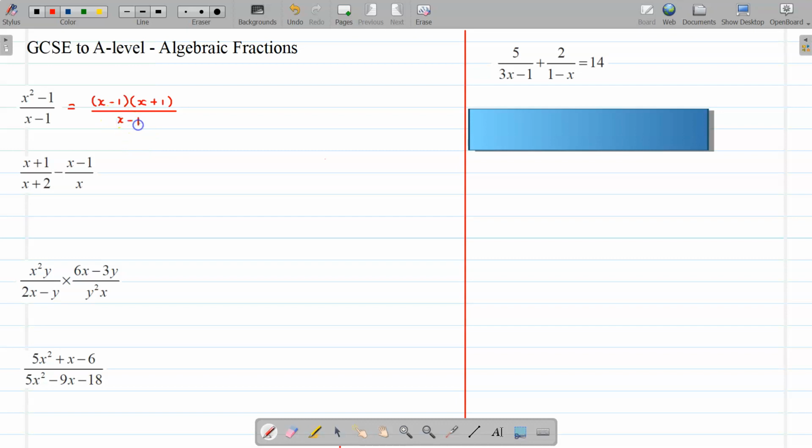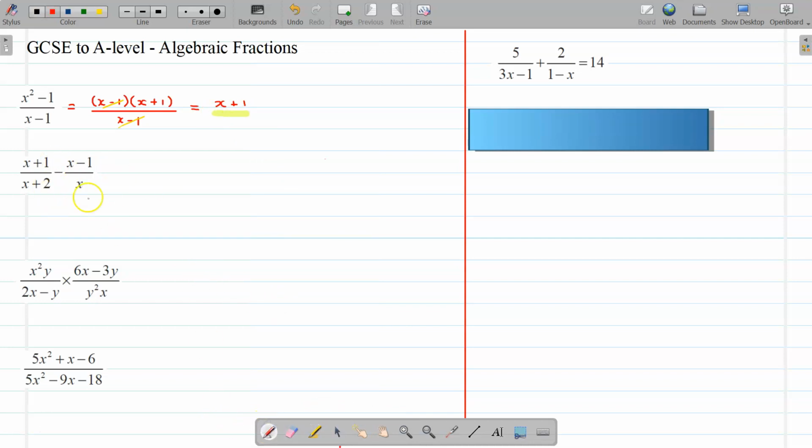And at this point, hopefully you will have spotted that the numerator and denominator can cancel with these terms here, the x minus 1s. So I just literally put a line through here and here to show that I've cancelled them out, and that leaves me with not even a fraction but just the expression x plus 1, and that's the answer. Okay, right, second one.